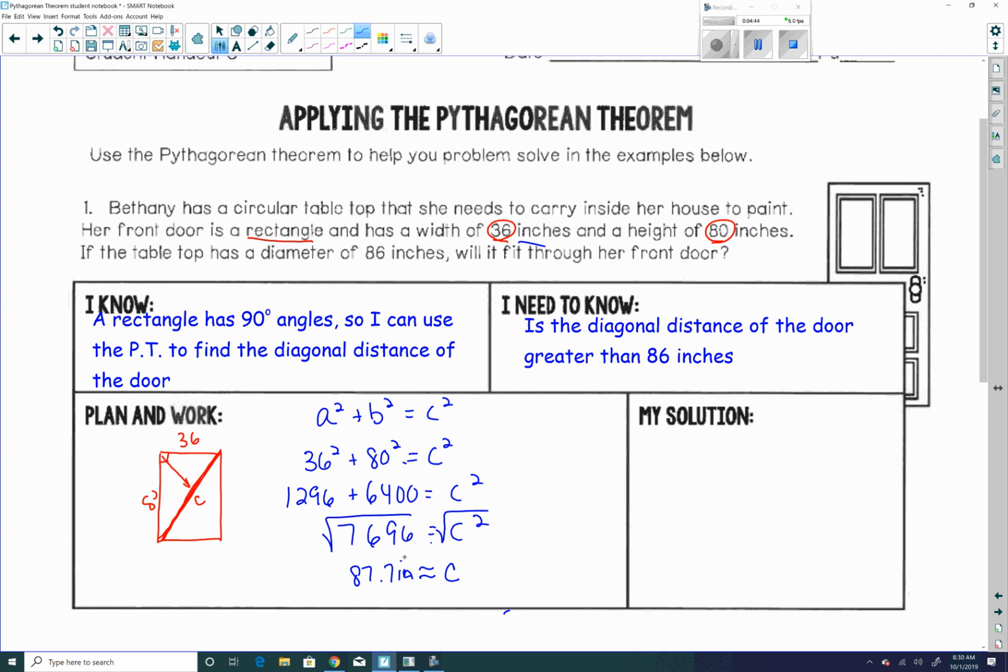So what do we conclude about that? Okay, I needed the tabletop to be at least 86 inches. It's 87.7. It's going to be tight. You're going to have to watch your fingers so they don't get pinched. But yes, the table is going to fit diagonally through the door.